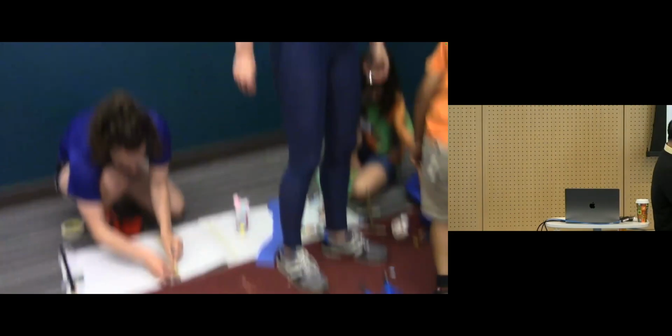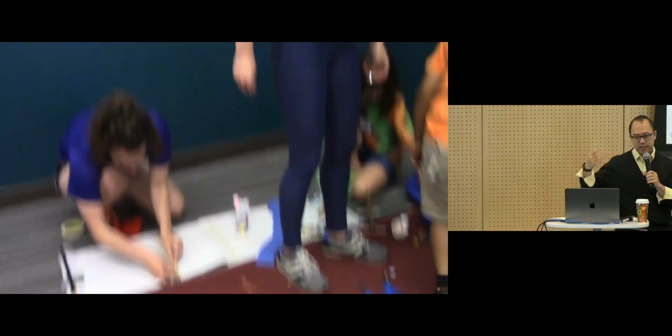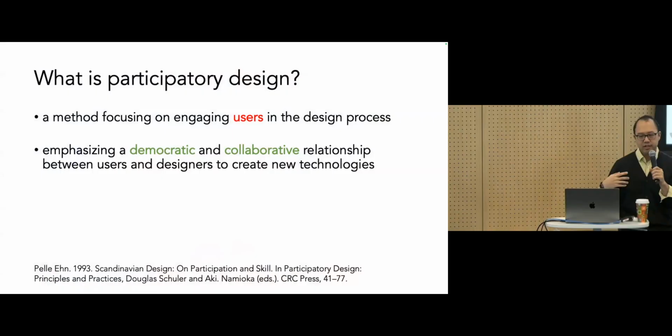And so they're designing a little obstacle course right there. You can sort of see they're on the ground, they're moving together. And so it goes into the question of what is participatory design. For the most part, it's about the engagement of focusing on users in the design process. It's also this idea of being able to collaborate democratically, with users and designers, to create new technologies.